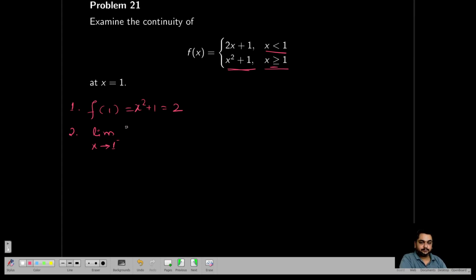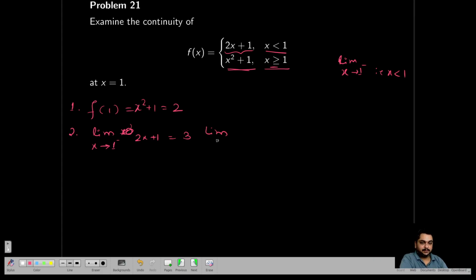So what will that be? 1 minus means less than 1. Limit x approaches from 1 minus, that is x is less than 1. So this is the function I have to consider: 2x plus 1. This will be equal to 3.